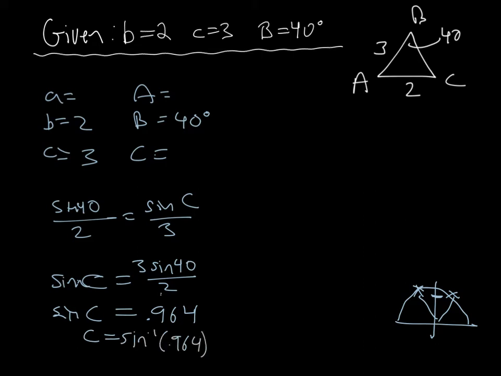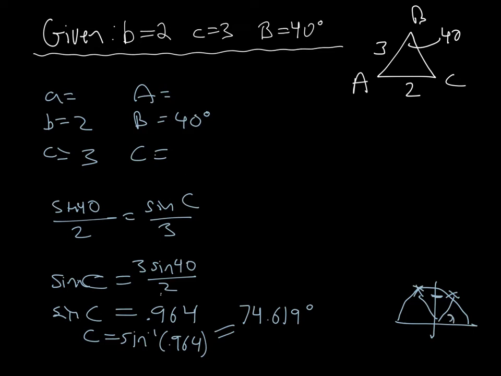Again, make sure your calculator is in degree mode. We get that C equals 74.619 degrees. Okay, well that's my first quadrant angle.